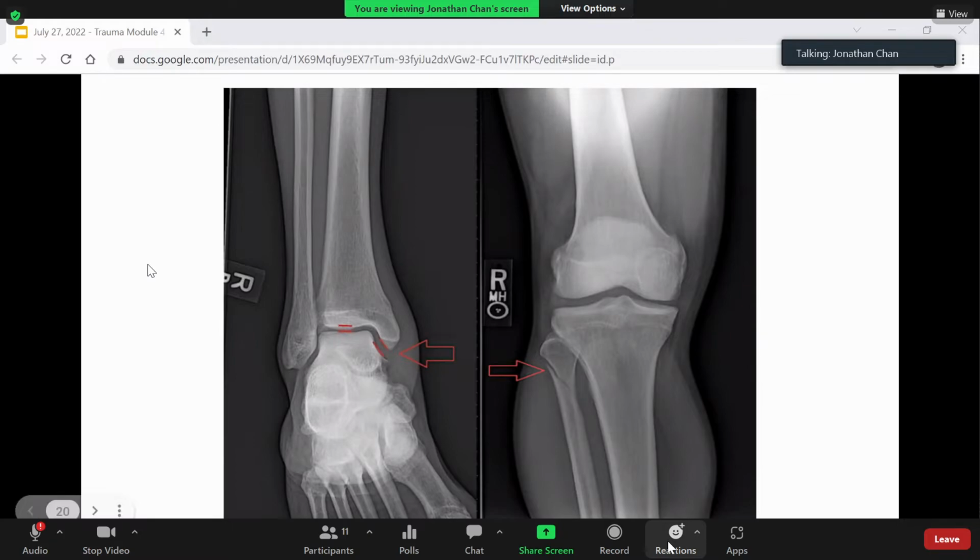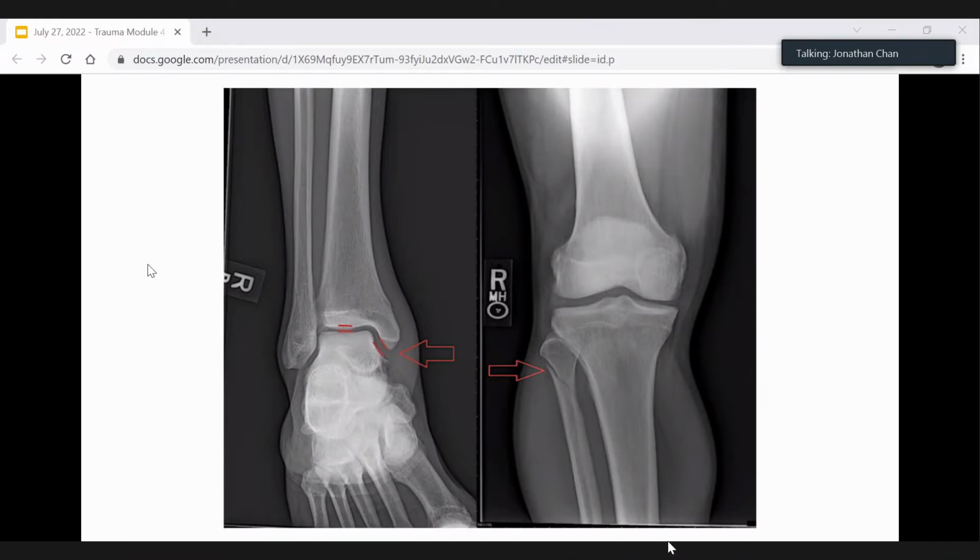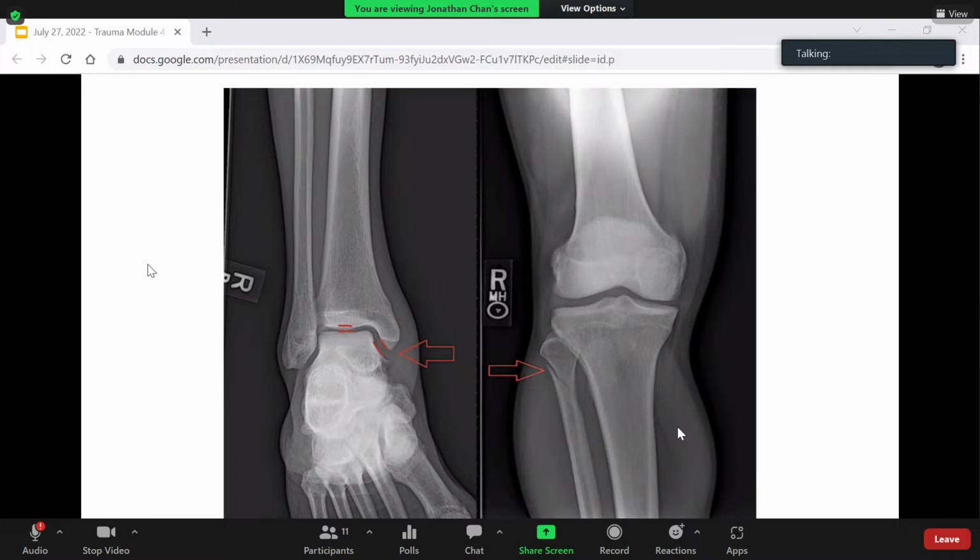Has anyone ever actually seen a Maisonneuve fracture? I haven't personally seen one before, but I'm curious if anyone has seen one before and how you caught it.